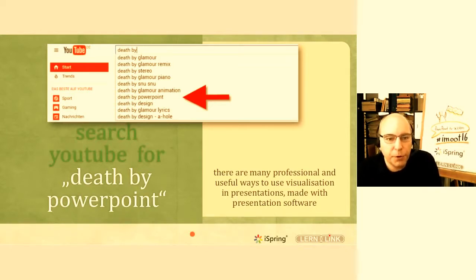And if you open YouTube and start typing death by, then PowerPoint is ranking in place number 8 among the most dangerous things you can do, because most people die by glamour. I think that's the most dangerous, because it comes first. Glamour remix, stereo. So stereo seems to be very dangerous, and PowerPoint.